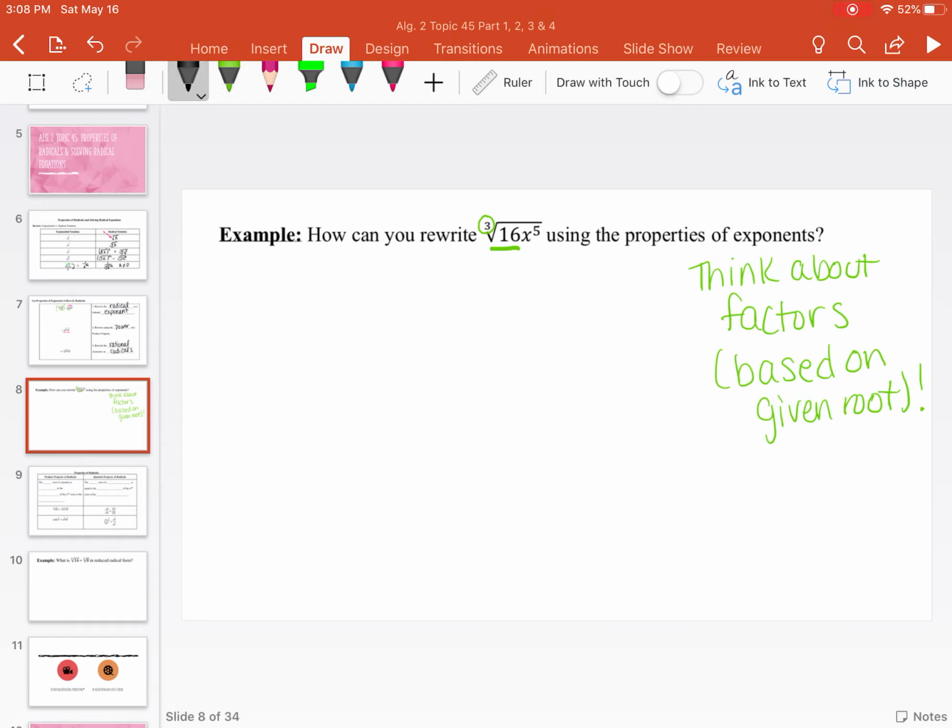Well, I know 16 is the product of 8 times 2. So I can rewrite this as the cube root of 8 times the cube root of 2 times the cube root of x to the 5th.